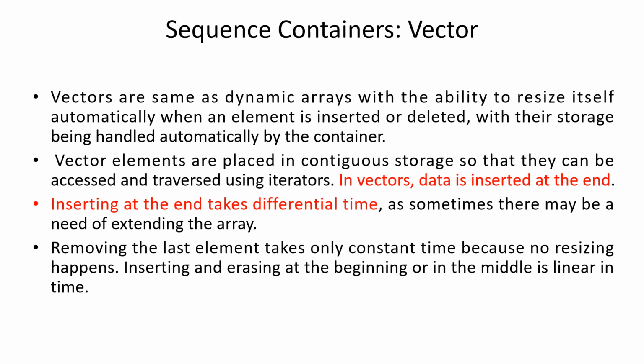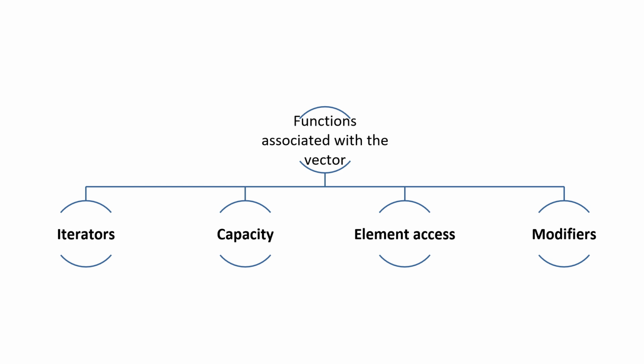In vectors, data is inserted at the end, and inserting at the end takes differential time, as sometimes they need to extend the array. Removing the last element takes only constant time because no resizing happens. Inserting and erasing at the beginning or in the middle is linear in time. So what are the functions associated with the vector? Iterators, capacity, element access and modifiers.